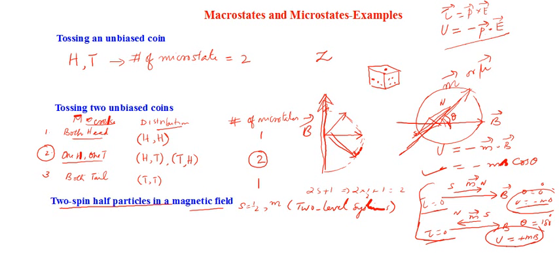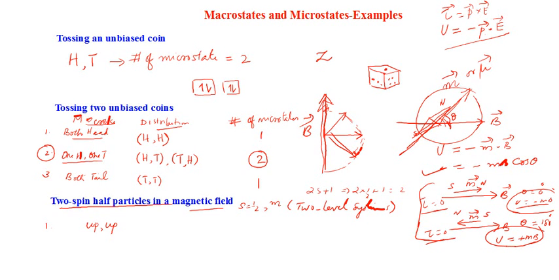So let me write it. First macro state, I can say, is where both the spins are up, up. Just try to understand what this up, up means. You used to denote this when you studied the electronic configuration, right? We say up spin and down spin. And what is this up spin and down spin?